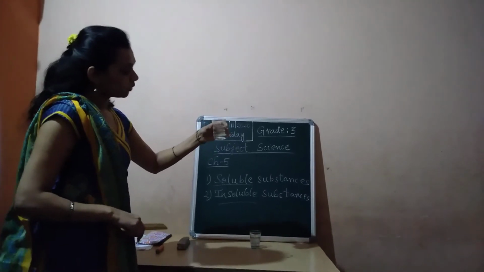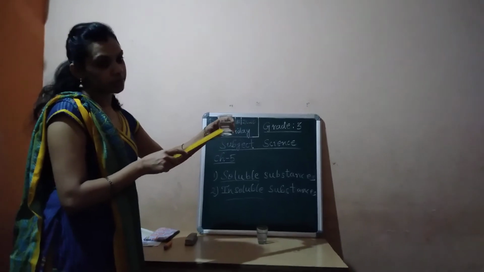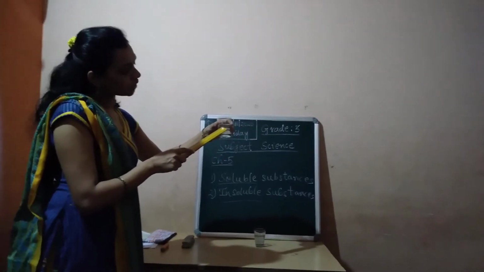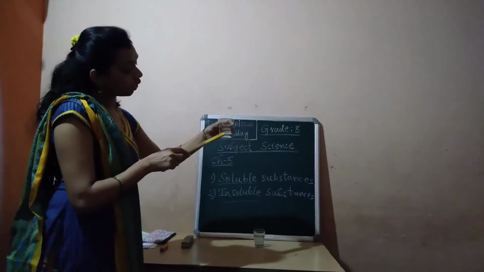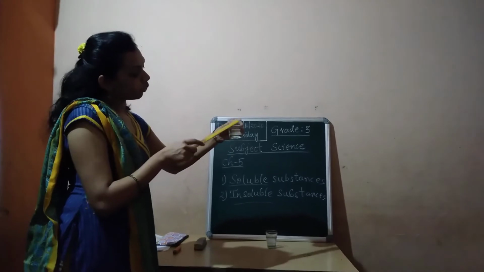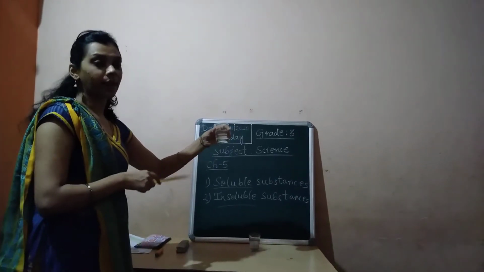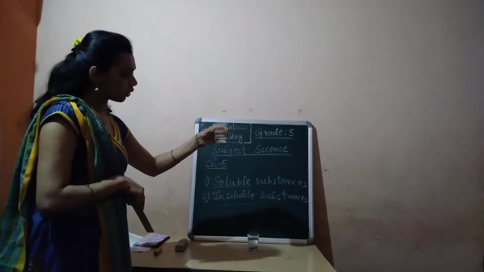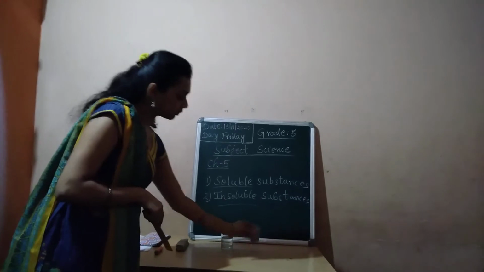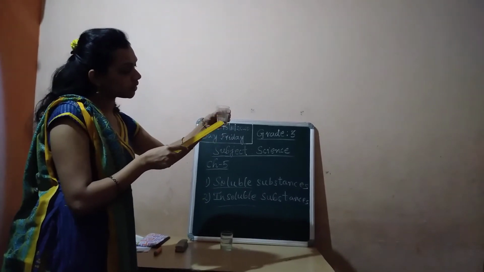So here in this glass, sugar is the substance or solute. The water present inside is the solvent. So the mixture of both sugar and water is the solution. And here also you can see, the mud particles remain down. It settles down.